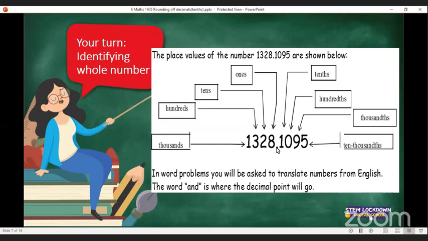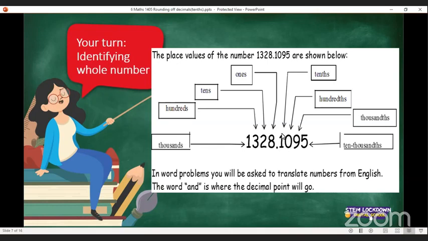You see here, the first number before the point is 8, right? That's the ones, because it's less than 10, the units. And here we have 2 representing 20, and that's the tens, right? And we have 3 representing 300, and that's the hundreds. And here we have 1 representing the thousand, and it's the thousands.